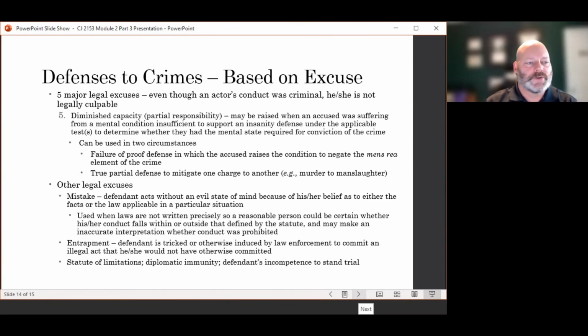Other legal excuses include mistake, which is when the defendant acts without an evil state of mind because of his or her belief as to whether the facts or the law were applicable to a particular situation. This is a definition in the statute and may make an inaccurate interpretation of whether conduct was prohibited. Another legal excuse is entrapment. The defendant is tricked or otherwise induced by law enforcement to commit an illegal act that he or she would not have otherwise committed. And then the statute of limitations, also diplomatic immunity and the defendant's incompetence to stand trial.